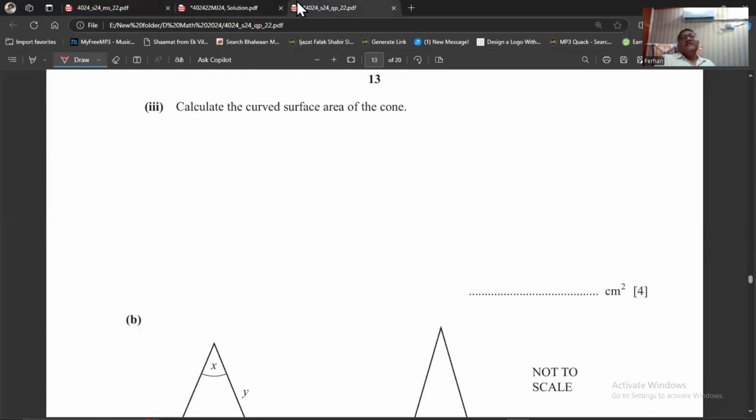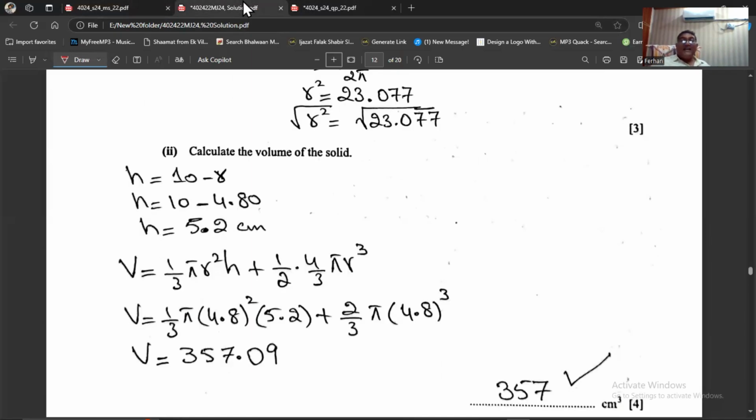Then he says calculate the curved surface area of the cone. The curved surface area of the cone is pi RL. I know the vertical height of the cone is 5.2. The radius of the cone is 4.8. And the slant height is required for the curved surface area.